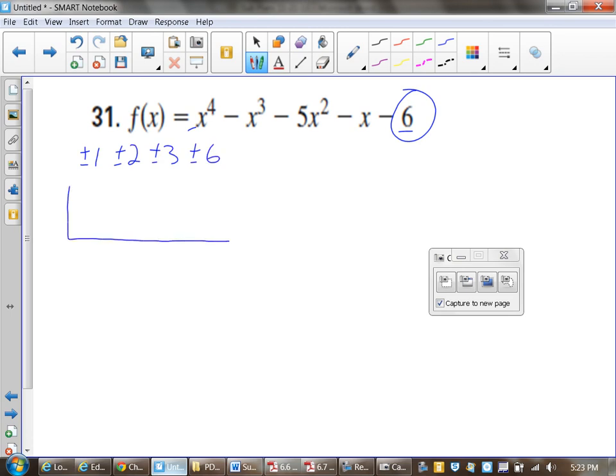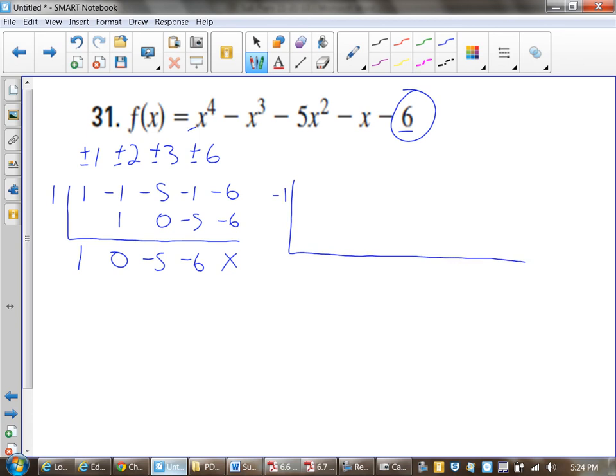You're going to start checking with your synthetic division. Start with 1, use your coefficients, and just start the process. 1, 1, 0, 0, negative 5, negative 6, negative 6. That didn't work. Try negative 1. 1, negative 1, negative 5, negative 1, negative 6.